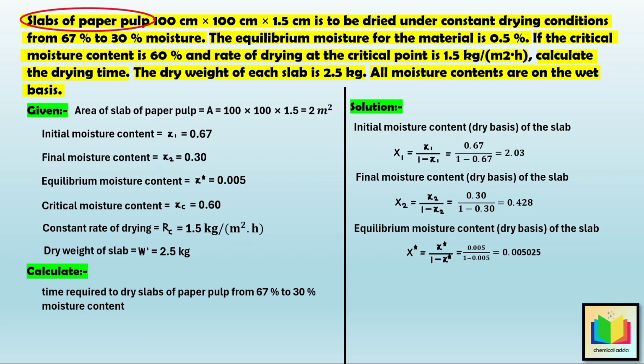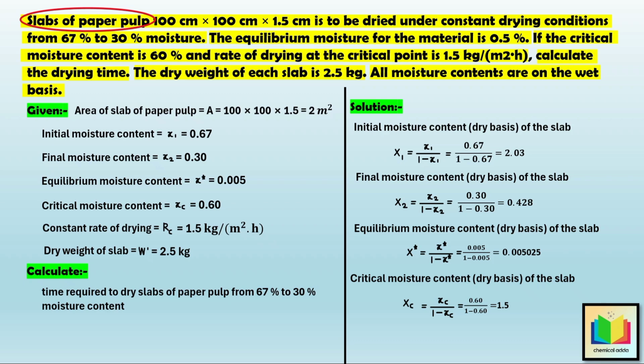0.005025. In the same manner, let's calculate critical moisture content on a dry basis, which is denoted by Xc. Hence, after putting the value of small xc and solving it, we get capital Xc is equal to 1.5. Then we know that, in this example we have to calculate drying time for reducing moisture, from initial moisture X1 is equal to 2.03, to final moisture X2 is equal to 0.428.